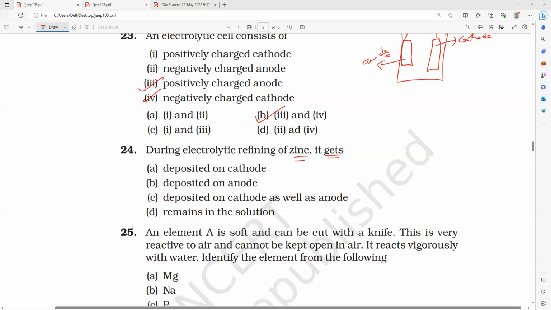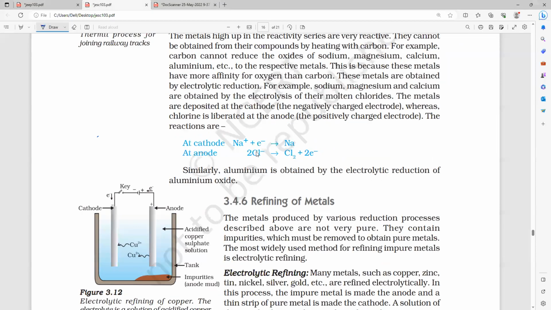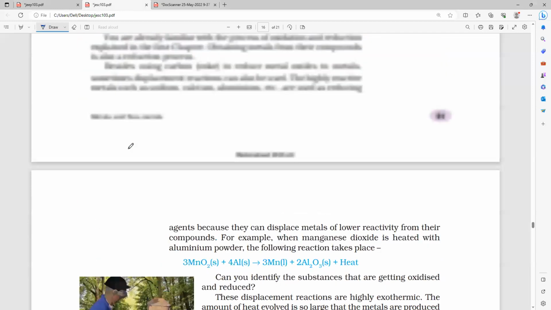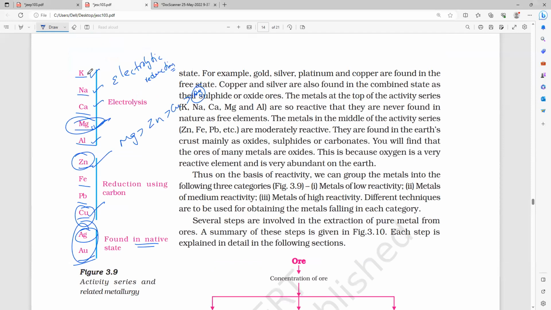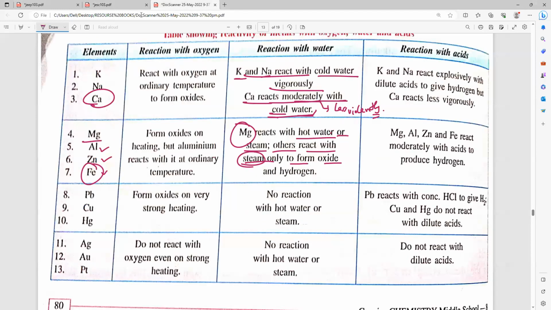Let us see. All of you notice it here. By the electrolysis of their molten chlorides, sodium, magnesium, calcium are obtained, and zinc, everything. As it is, zinc is also highly reactive. So here you can notice it. What methods do they mention here? Including calcium, potassium, sodium, magnesium, aluminum, zinc, whatever it is, you can take it.